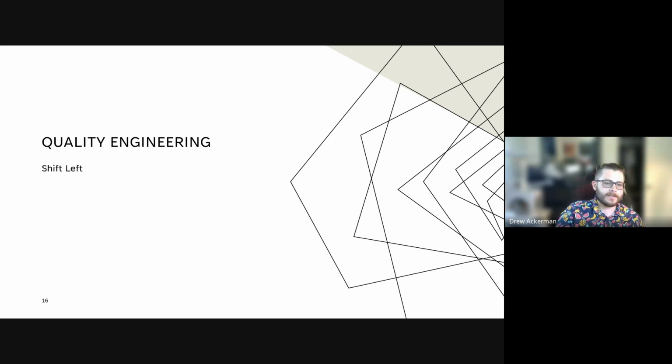Don't wait to the end to do it. Don't wait to the end to do performance testing. Don't wait to the end to solidify requirements. Don't wait to the end to do your network analysis and your security testing and all of that. Try to shift it left. And if you try to do that, you will start to engineer quality in your product.